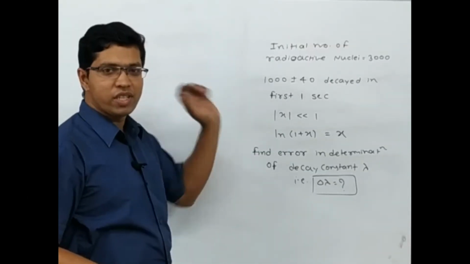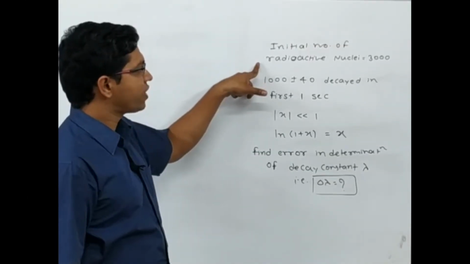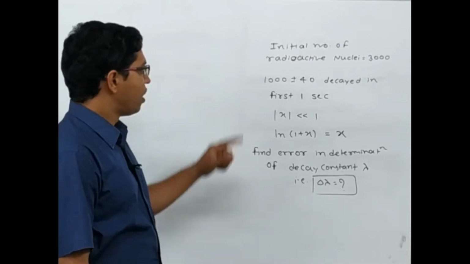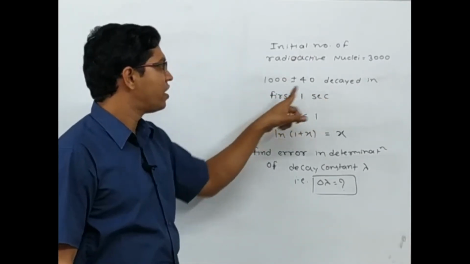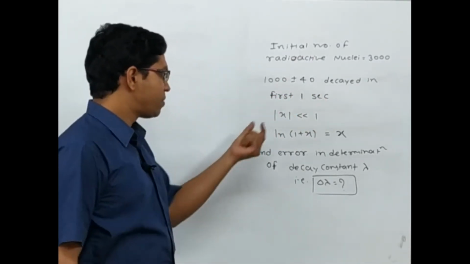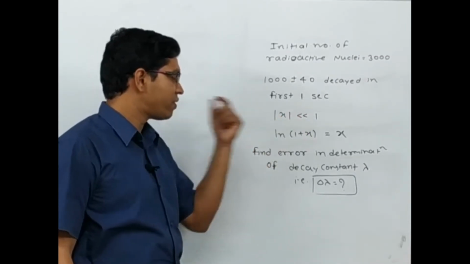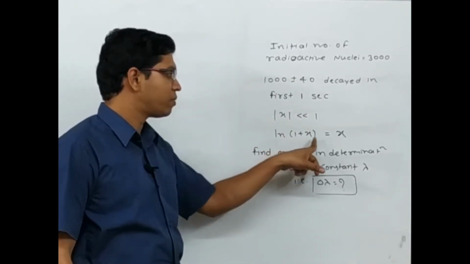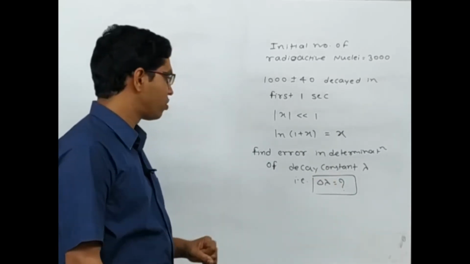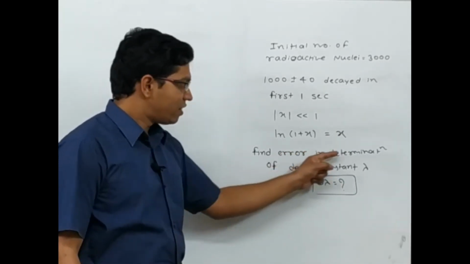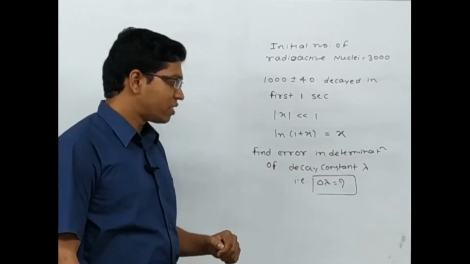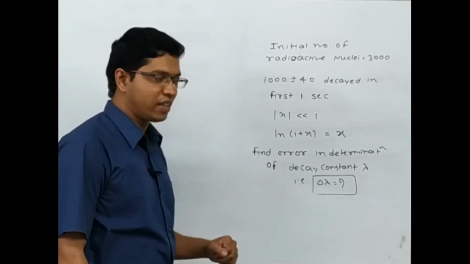So in this question what is given is the initial number of radioactive nuclei is 3000, and 1000 plus minus 40 are decayed in the first 1 second. It has also been given that mod of x is very small as compared to 1, and ln of 1 plus x equal to x for very small values of it. Now find the error in determination of the decay constant, that is we have to find delta lambda.